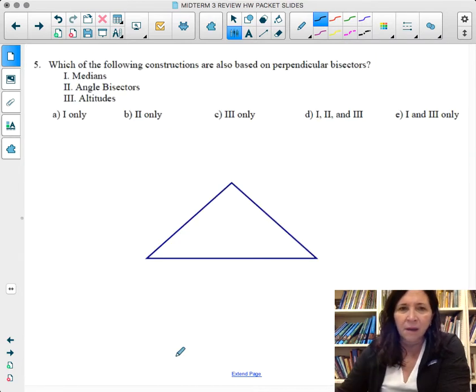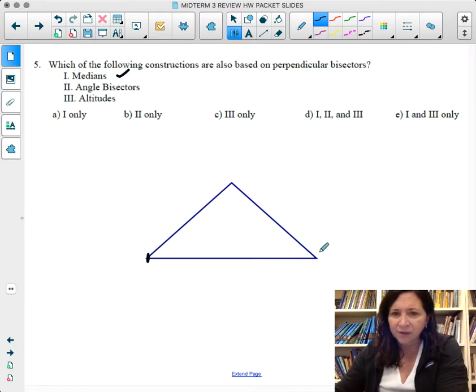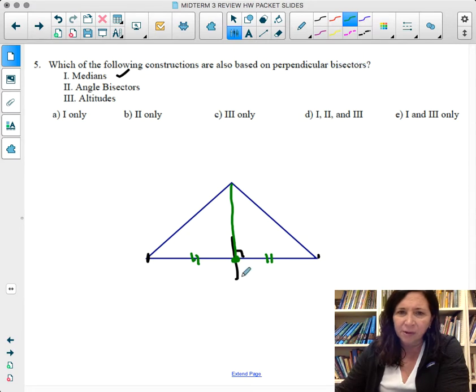The next question says, which of the following constructions are also based on perpendicular bisectors? Well, medians, of course, we just did that, where you would bisect a side, and in bisecting this side, you're creating a perpendicular bisector. Medians would then connect to the midpoint right there. That's congruent to that. So that would be correct. Angle bisectors have nothing to do with perpendicular bisectors. Perpendicular bisectors, meaning they come down to be a perpendicular value.